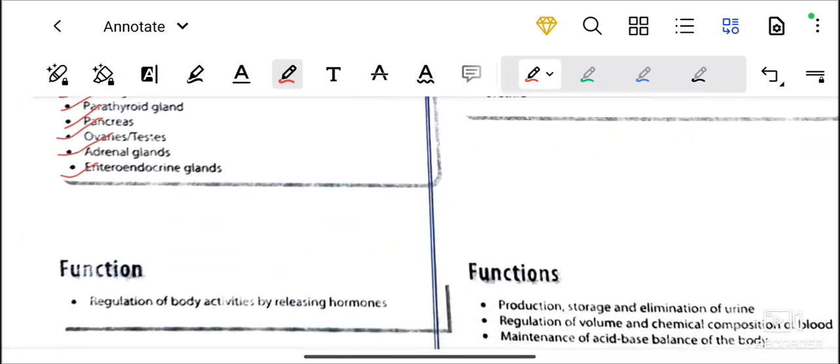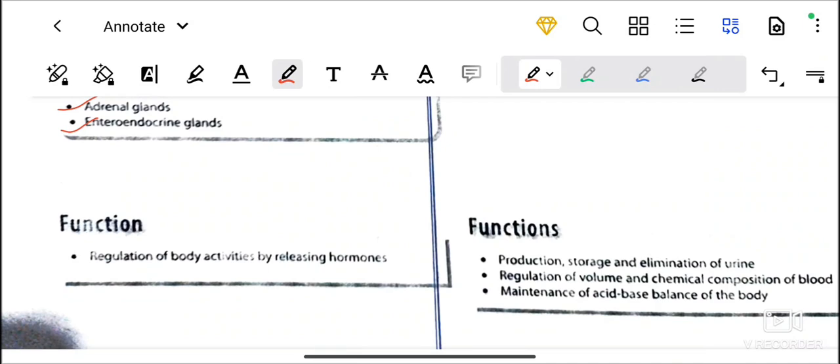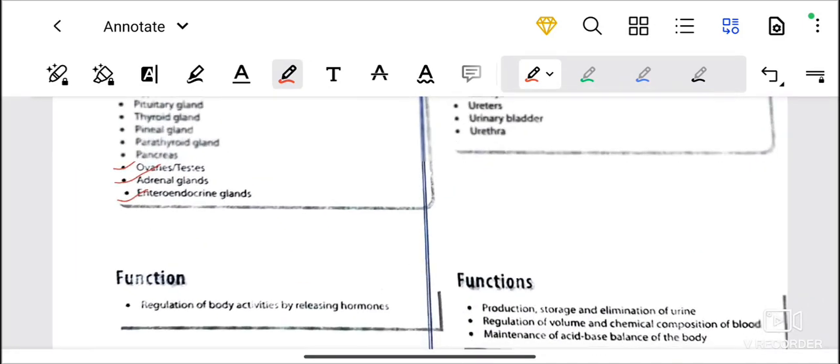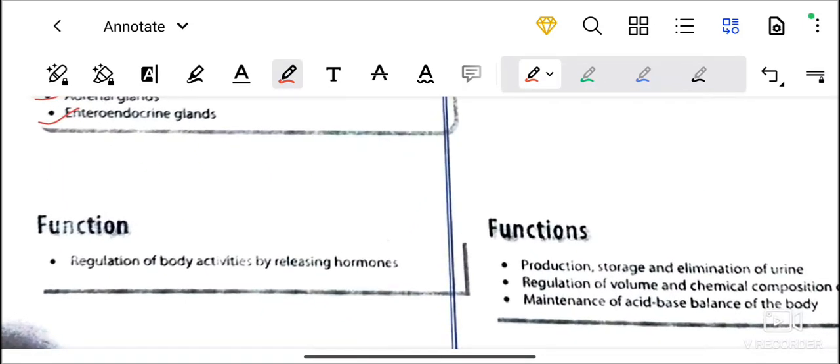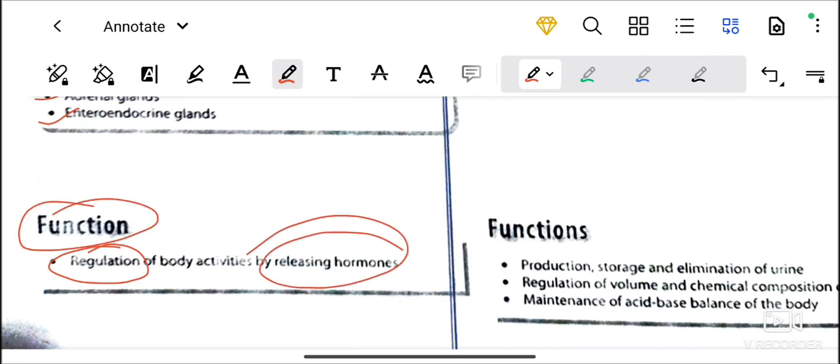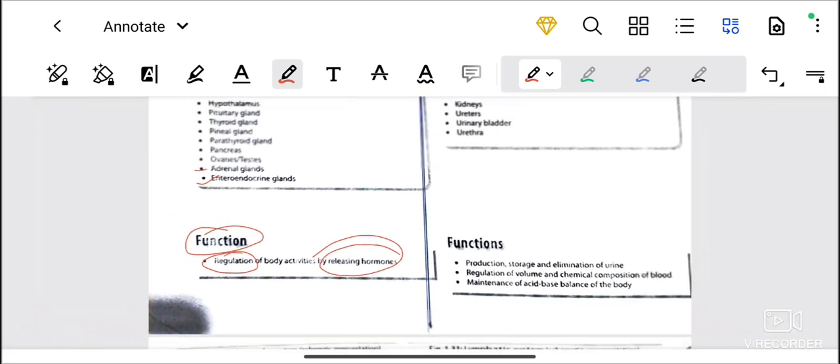Then what are the functions of the endocrine system? Regulation of the body activities by releasing hormones. This is the function of endocrine glands.